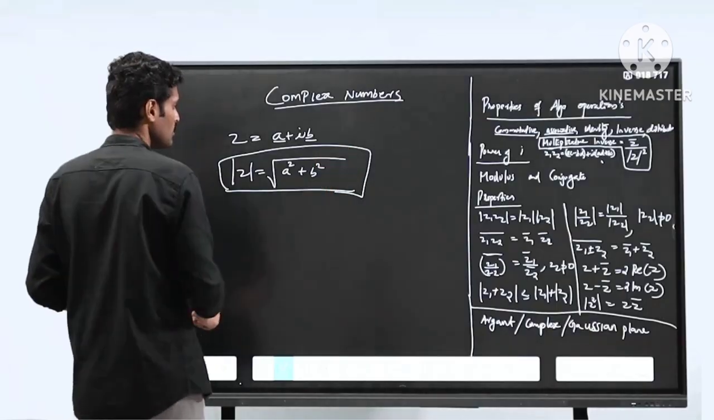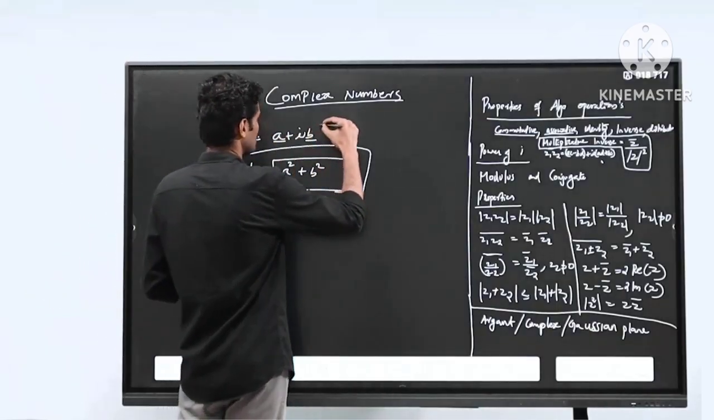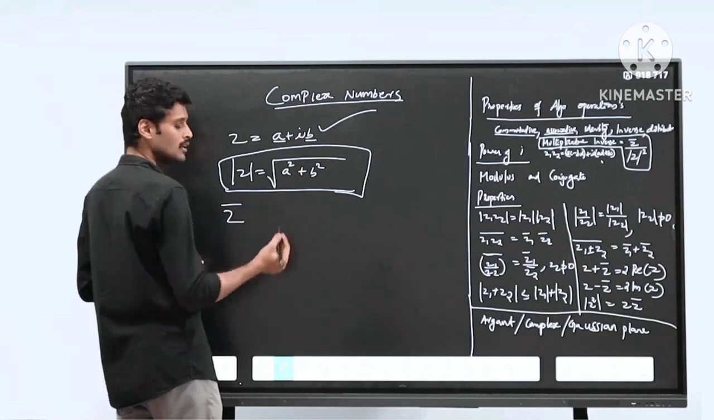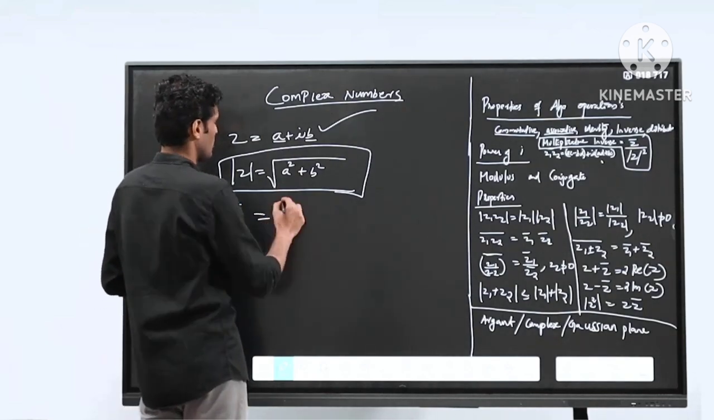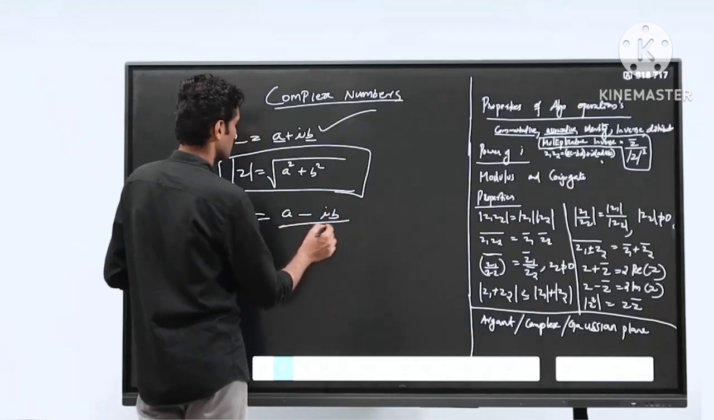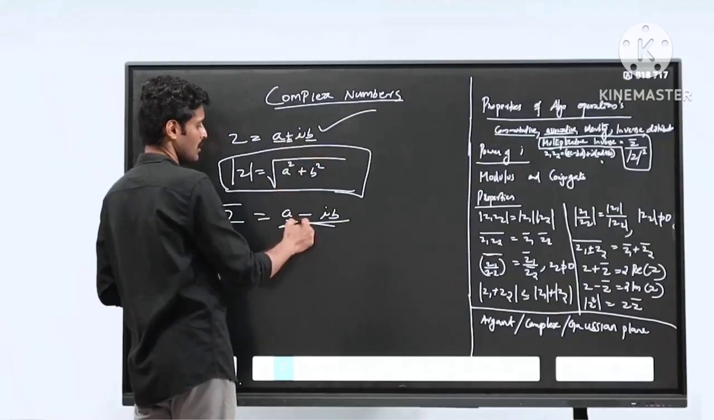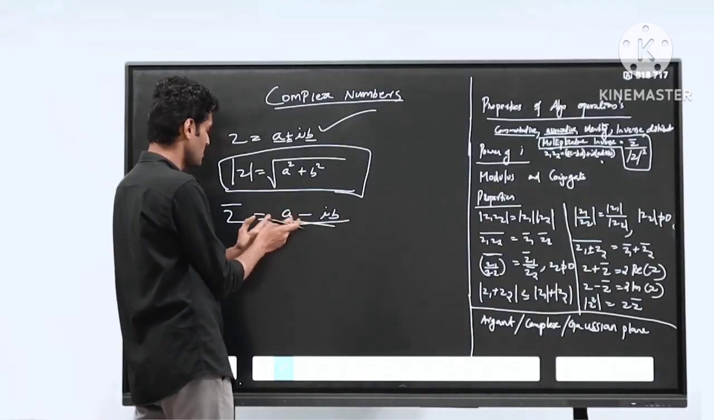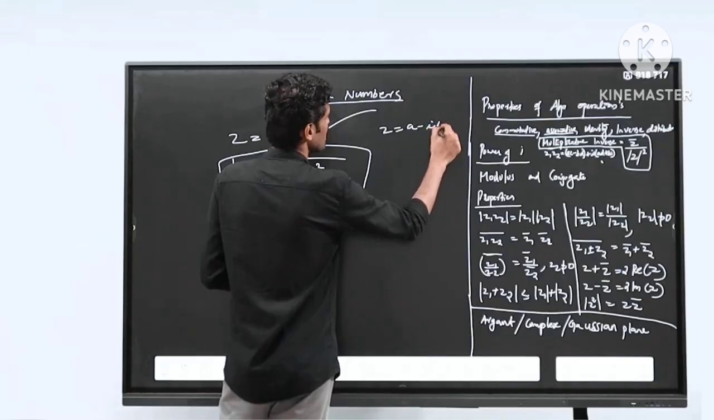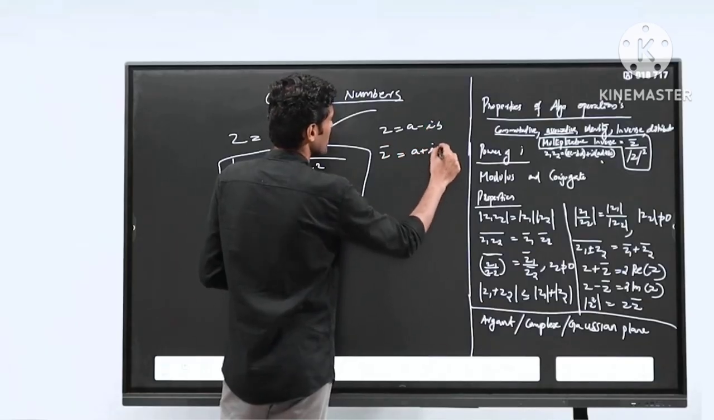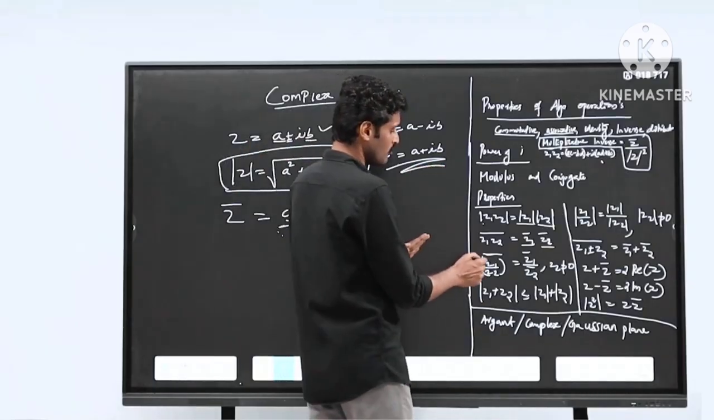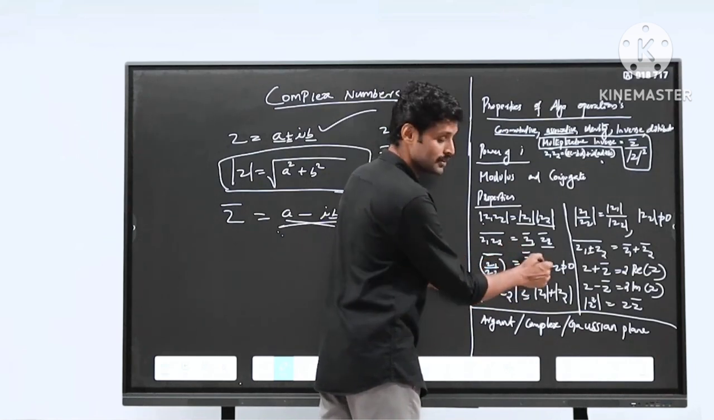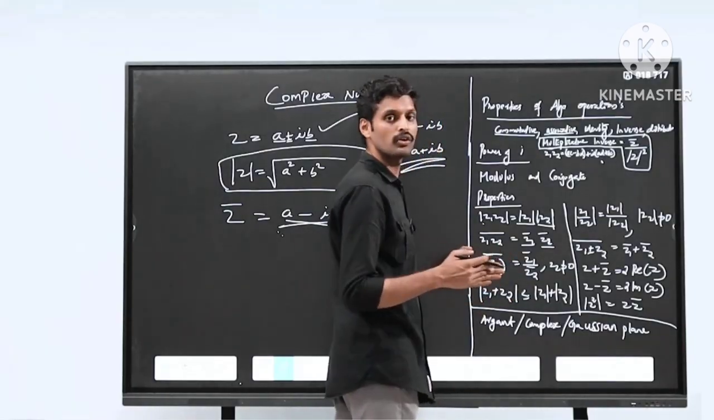Fine. Then the conjugate: if z is a complex number, z equal to a plus ib, then the conjugate, represented z bar, equals a minus ib. Just reverse the sign in the center. So if z equals a plus ib, then its conjugate will be a minus ib. If z equals a minus ib, its conjugate z bar will be a plus ib. That's it. Then z1 by z2 whole bar, we can split as z1 bar divided by z2 bar, where z2 is not equal to 0.